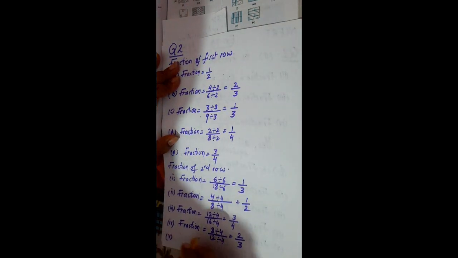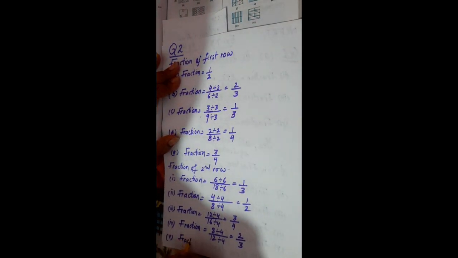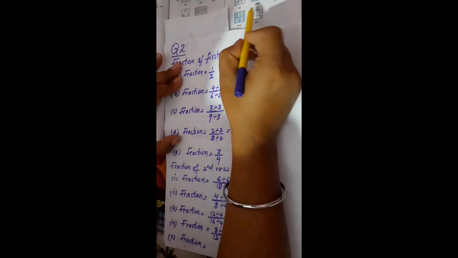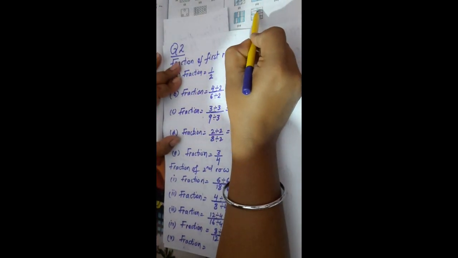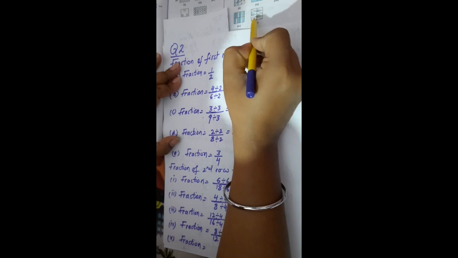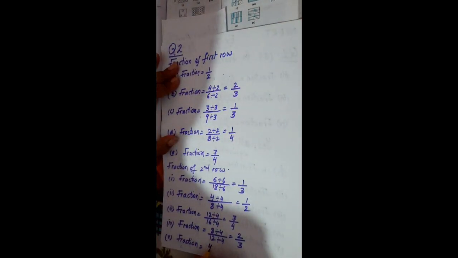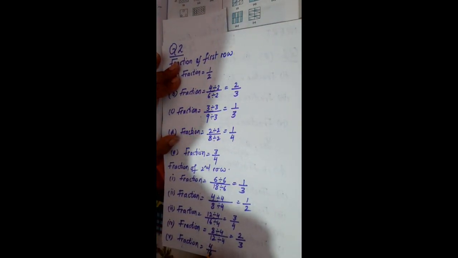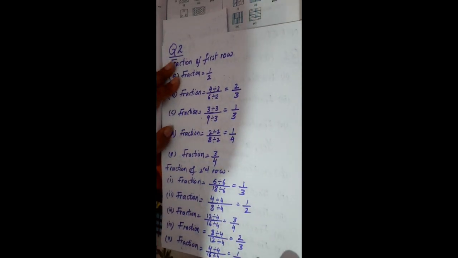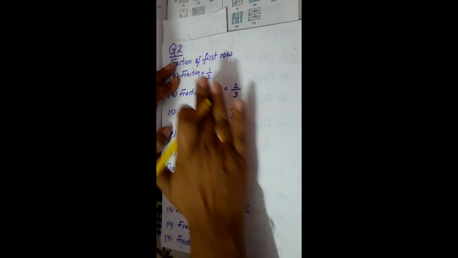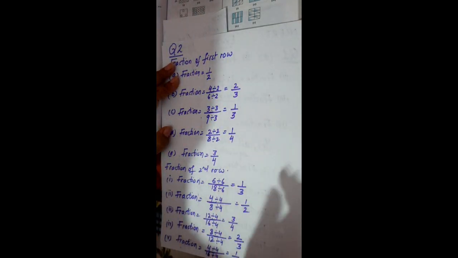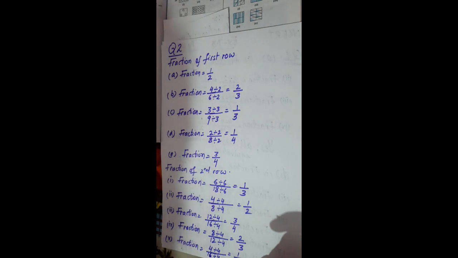So let's find the fraction of fifth figure. Here, fraction 1, 2, 3, 4, 5, 6, 7, 8, 9, 10, 11, 12, 13, 14, 15, 16. Total 16 equal parts, and out of 16, 4 parts are shaded. So your answer is 4 upon 16. As both are divisible by 4, 4 divided by 4, 1. 16 divided by 4, you will get 4. Now in this question, we find the fraction of first row, then we find the fraction of second.